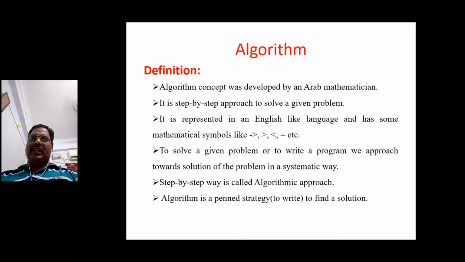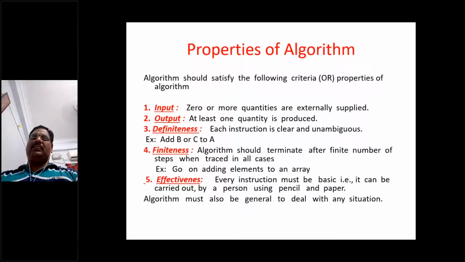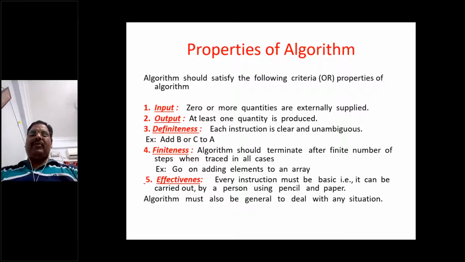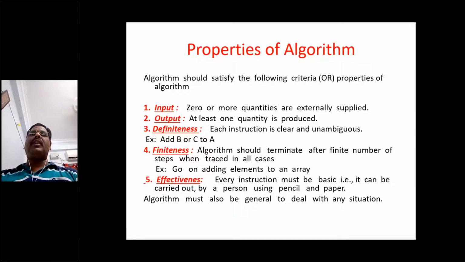The next thing here is: what are the properties of an algorithm? Every algorithm consists of, first, input. Every algorithm satisfies certain criteria, properties or characteristics. We can simply say input: zero or more quantities are externally supplied. Whatever inputs we give, zero or more quantities are externally supplied.